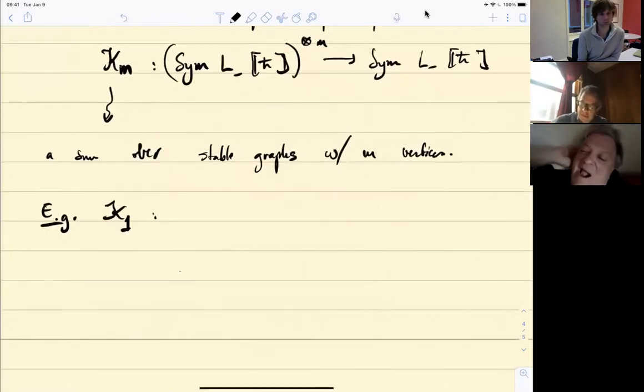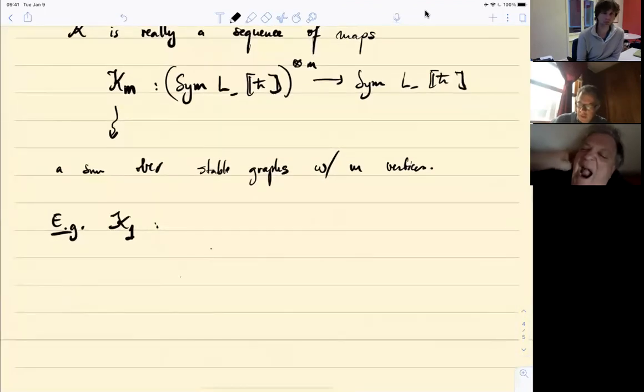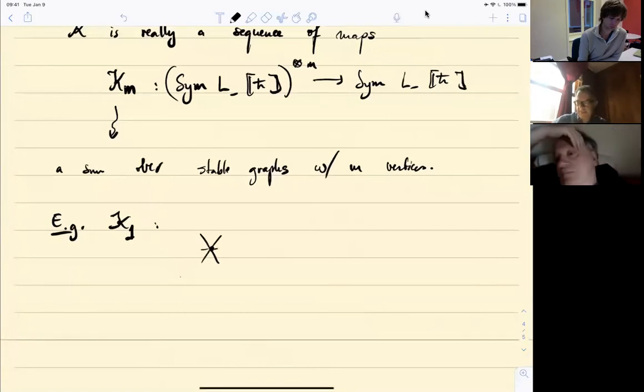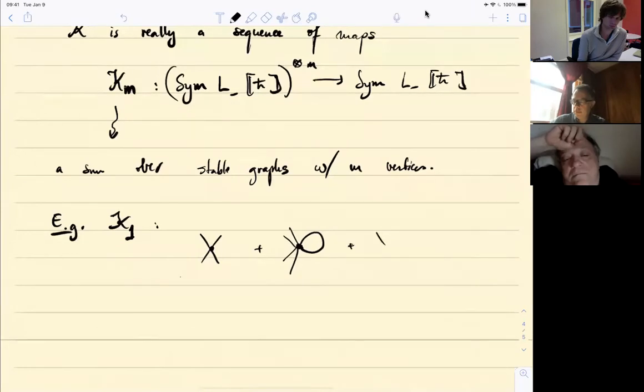So let's look at the map K1, for example. K1 will have graphs that look like this in it. Or actually, let me draw it with exactly 4 legs so that it's something with 4 inputs. Or I could have something like this with 1 loop. Or something like this with 2 loops, and so on.